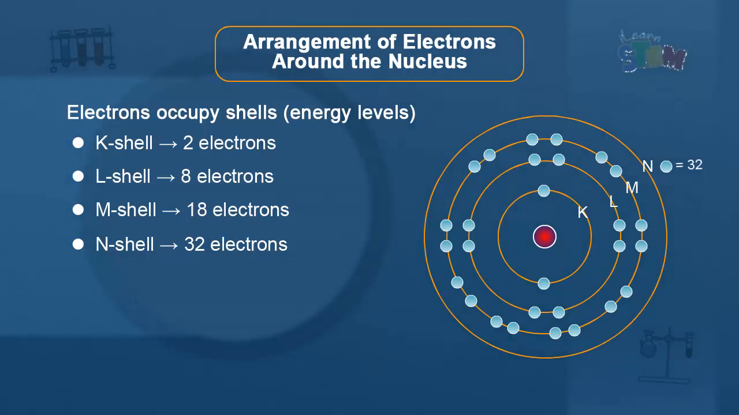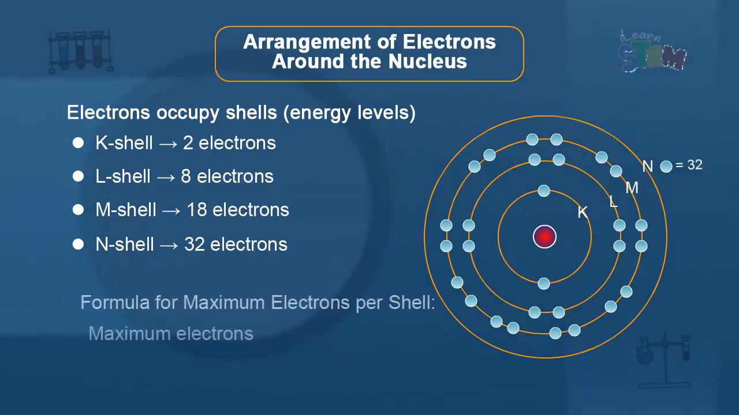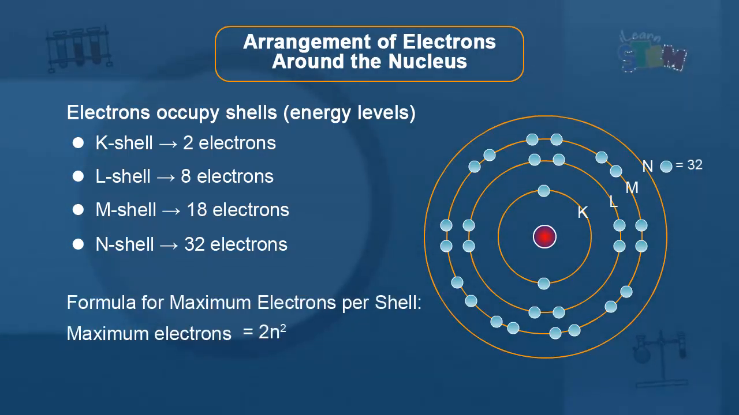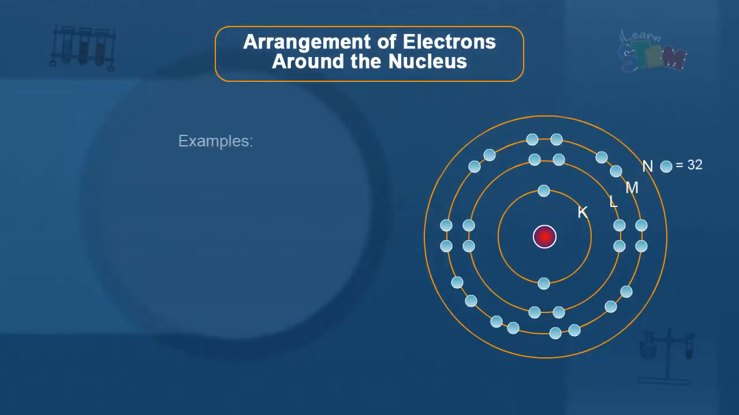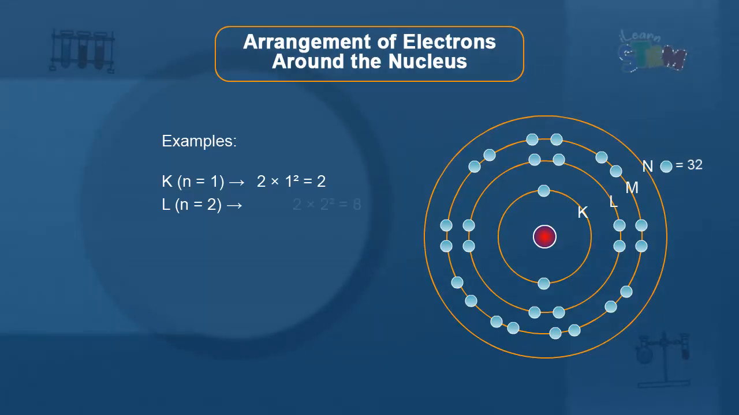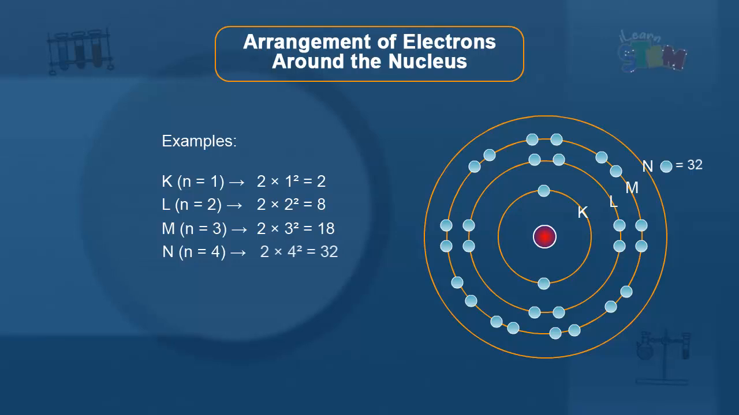This maximum capacity is not random, it follows a scientific rule. The number of electrons a shell can hold is calculated using the formula 2 multiplied by n squared, where n is the shell or orbit number. So, for the K shell, n equals 1. 2 multiplied by 1 squared gives 2 electrons. For the L shell, n equals 2. 2 multiplied by 2 squared gives 8 electrons. For the M shell, n equals 3. 2 multiplied by 3 squared gives 18 electrons. For the N shell, n equals 4. 2 multiplied by 4 squared gives 32 electrons.